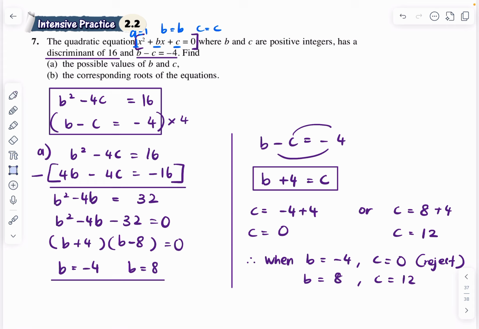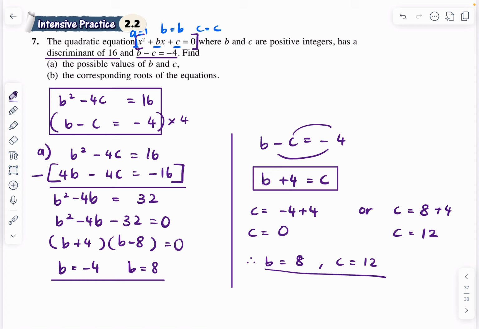Okay, therefore the only answer will be this. This one will be rejected, the negative 4. So these are the possible values of b and c. B is 8 and c is 12.